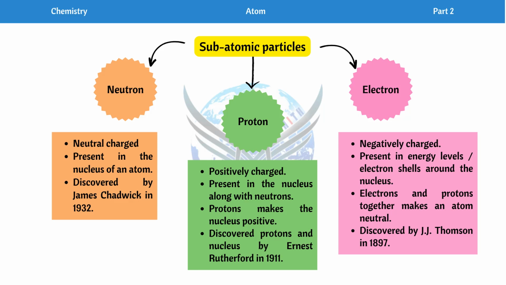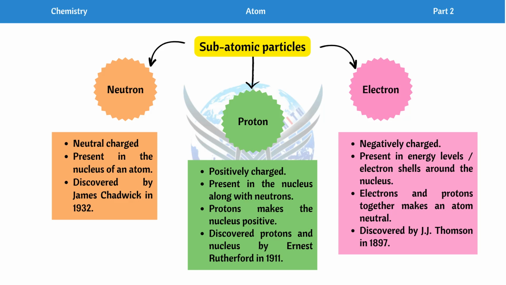What is a nucleus? Nucleus is centrally located. It is present right at the center of the atom and it is a small heavy spherical region, which is centrally located in an atom, and in this nucleus we find neutrons. Neutrons were discovered by James Chadwick in 1932.